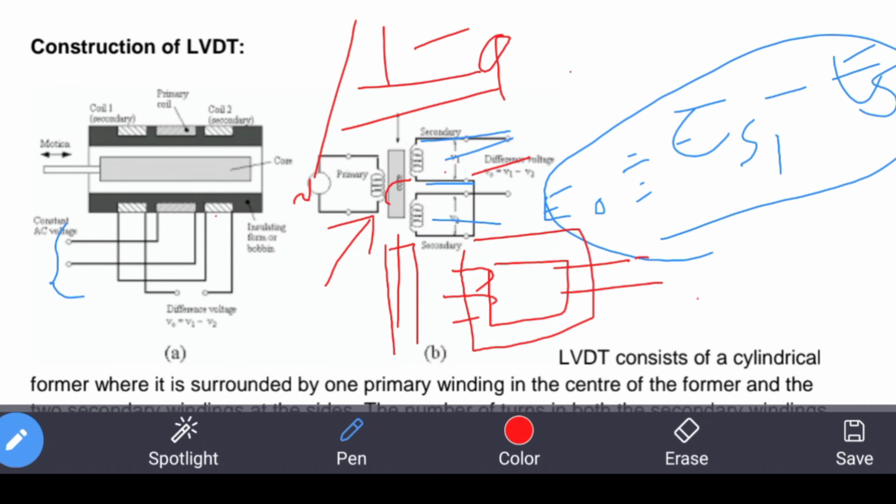That is the principle of LVDT. Actually it works on mutual induction. We are giving the primary supply, and we are not giving any supply to the secondary windings.